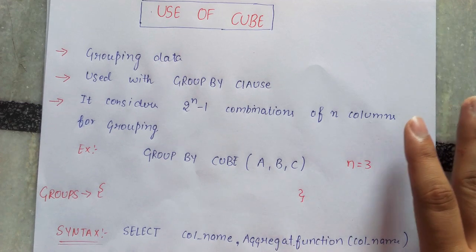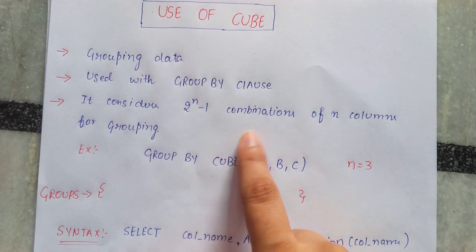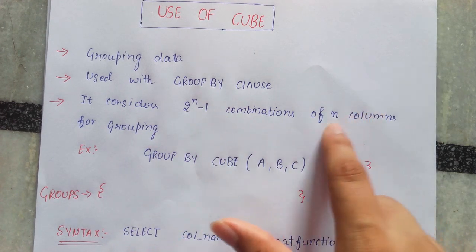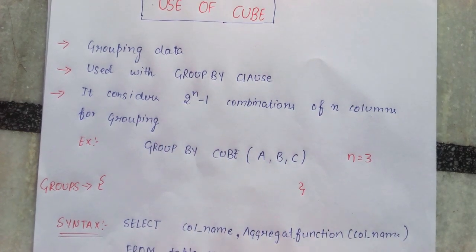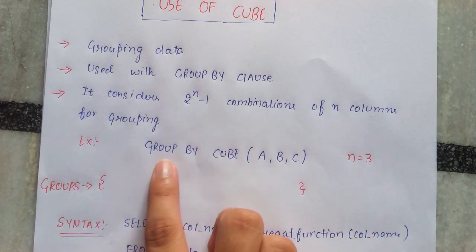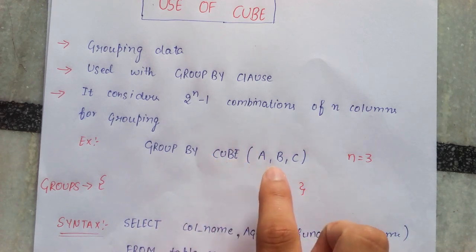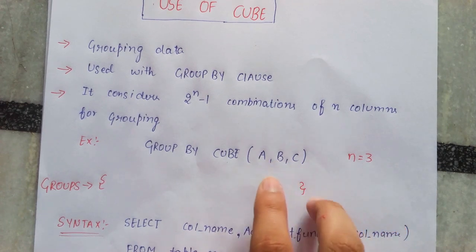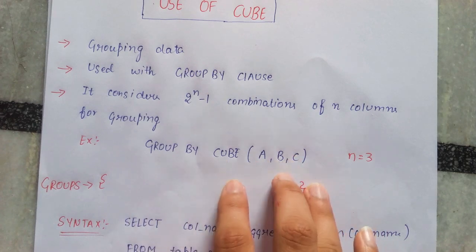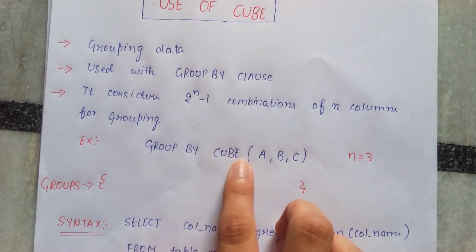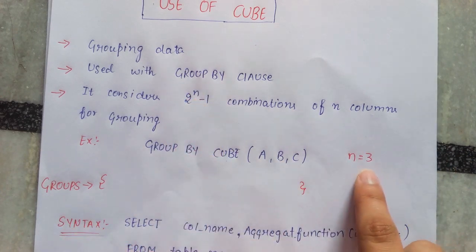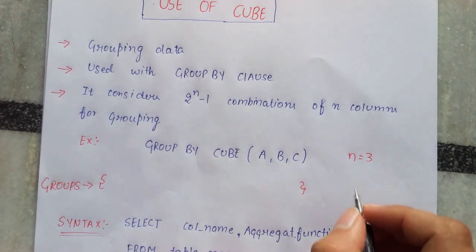The third thing that one must know about this cube, and it is the most important, is that it considers 2 to the power n minus 1 combinations of n columns for grouping. For example, this is a syntax example that I have written here. I want to group the table on the basis of this cube, and the number of columns I'm going to use is three. There are three columns that I want to group the table on the basis of, and I'm going to use this cube. So how will this cube work? It will take 2 to the power n minus 1 combinations. Here n equals 3.